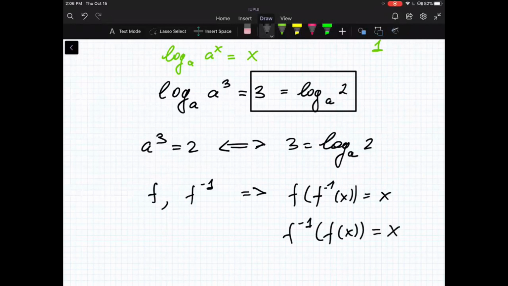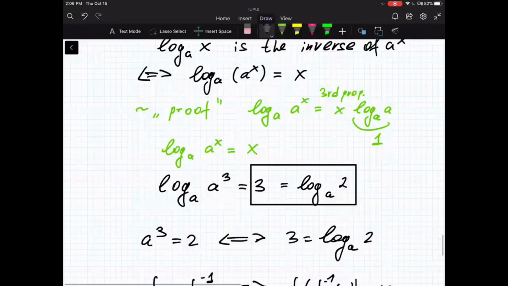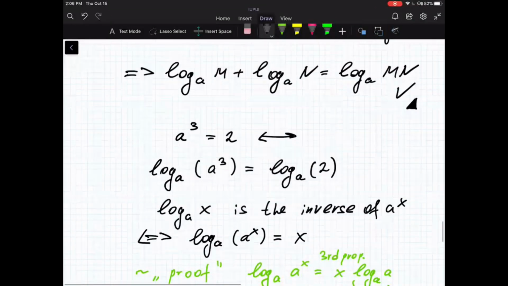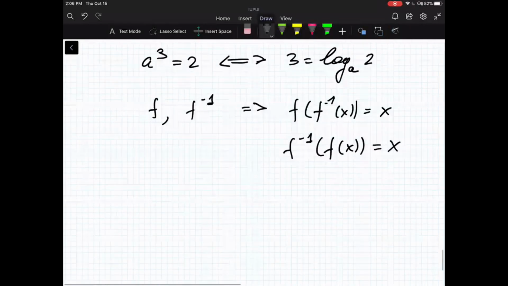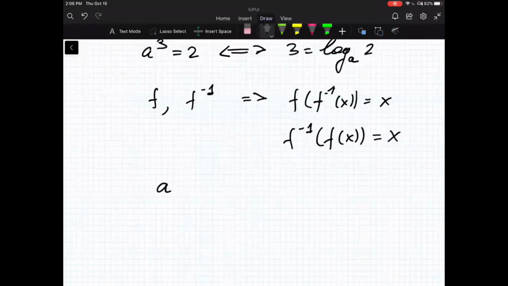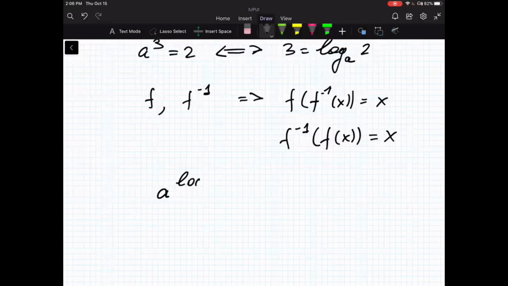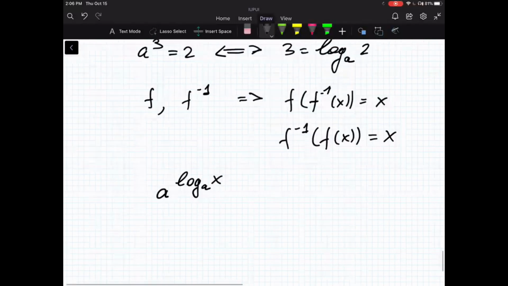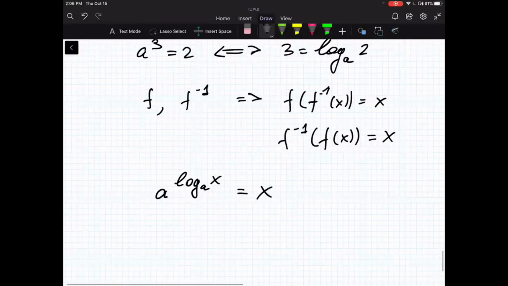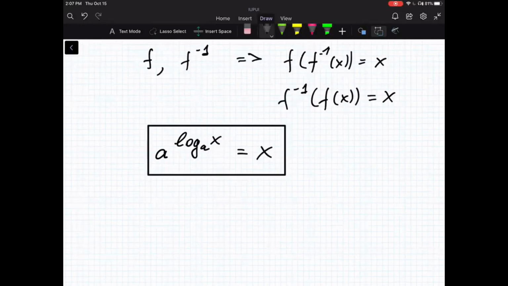So it's two conditions, and we discussed one. I applied logarithm to the exponential function and got x, but of course you can also apply the exponential function to the logarithm. What I mean is that a to the power logarithm of x with base a will give you x. Okay, let's consider another example.